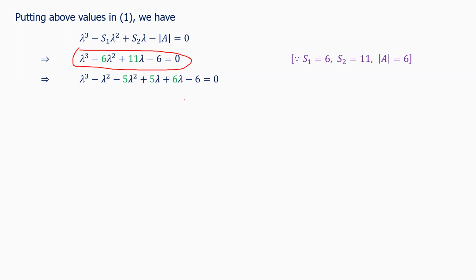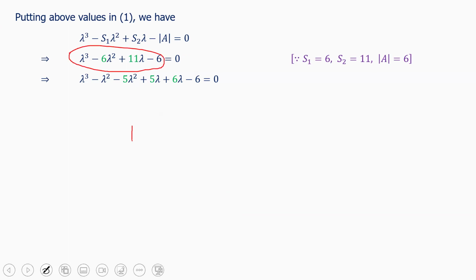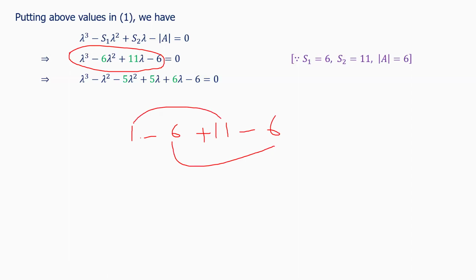Okay, let me put lambda equal to 1. If you put lambda equal to 1 in the left hand side, what will happen? 1 minus 6 plus 11 minus 6. So minus 6 minus 6 is minus 12, and 11 plus 1 is 12, which is plus 12. So it means that lambda equal to 1 is a root of this cubic equation.